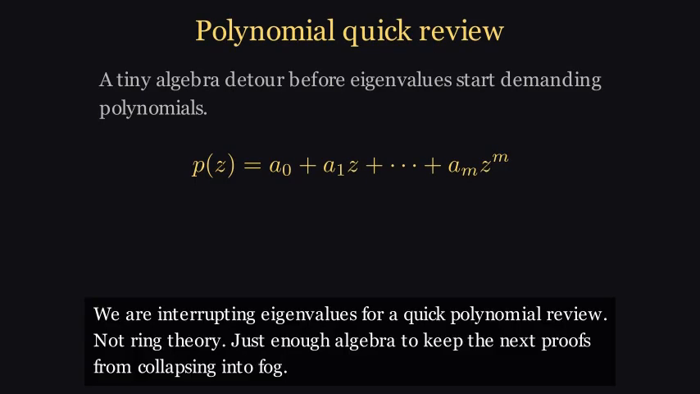We are interrupting eigenvalues for a quick polynomial review. Not ring theory. Just enough algebra to keep the next proofs from collapsing into fog.